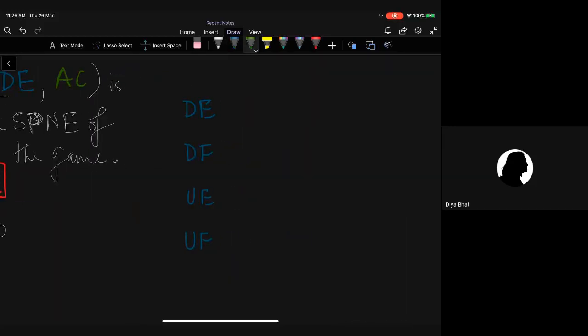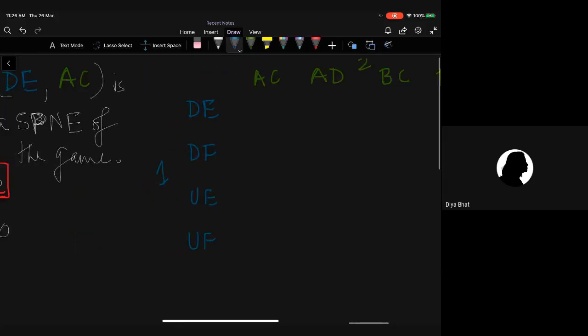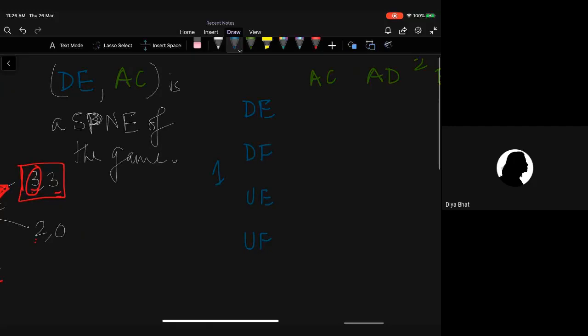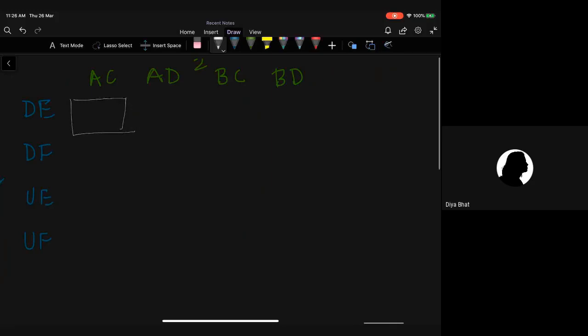For player two, it is A C, A D, B C, B D, and this for player one. So you can write down this 4 by 4 matrix and evaluate whether this cell is indeed a Nash equilibrium or not. Okay. You can try this as part of an exercise at home.